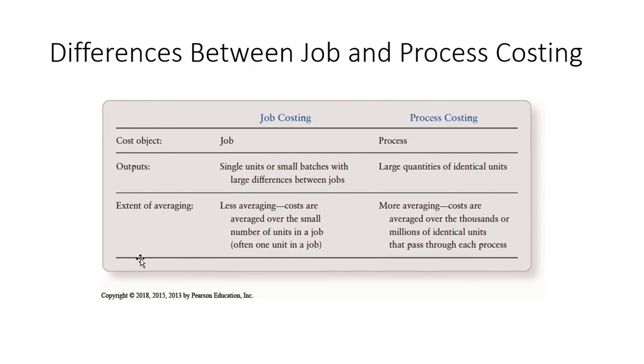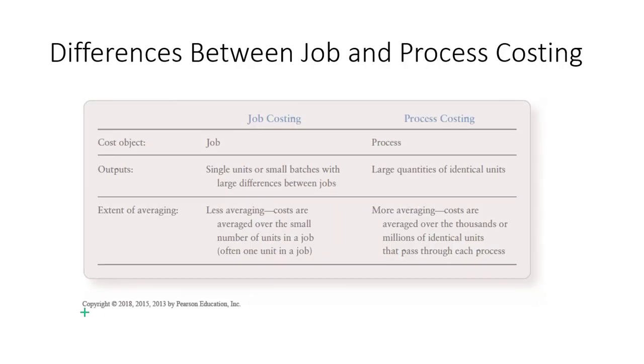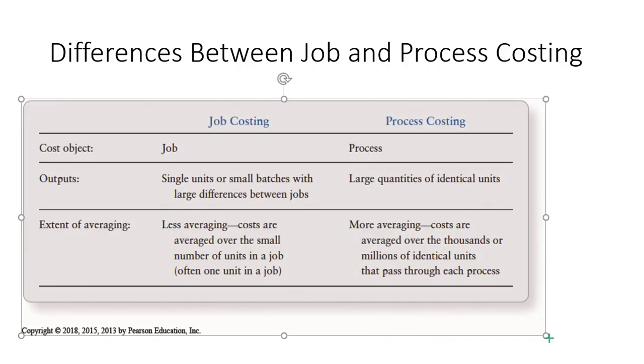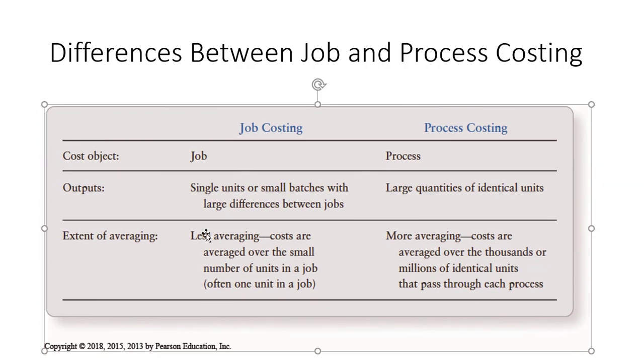This chart is a good illustration of the difference between the two. Hope you can see this. The cost object for job costing is the job. For process costing, it's the process itself. For job costing, the output is single units or small batches that differ between jobs. They're not the same. In process costing, big quantities and identical units. This is a good time to think of paper towels.